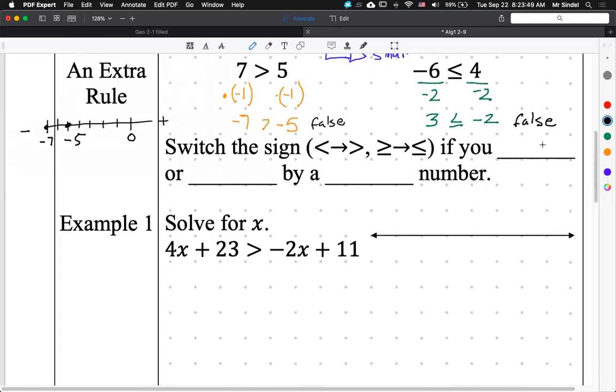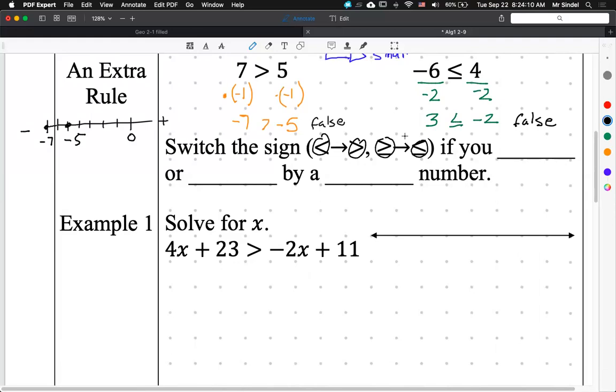Okay, so let's say maybe the sign just switches. If it was a less than, it turns into a greater than. Or if it was a greater than or equal to, it switches to a less than or equal to. It just flip-flops the sign. It was pointing this way, now it's going to point that way. It doesn't change the fact that it was an equal to or not equal to. It just changes the direction it's facing.